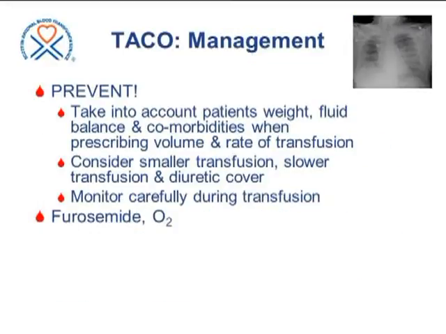So the most important thing with TACO, like many other things, is to try and prevent it. So when you're prescribing blood, make sure you take into account the patient's weight, fluid balance and comorbidities, and consider carefully what volume and rate of transfusion the patient is likely to be able to tolerate. If you have any concerns, consider giving them a smaller volume transfusion, giving it at a slower rate, and giving diuretic cover. And obviously monitor the patient carefully during their transfusion. Treatment, if they do develop TACO, is with diuretics and oxygen therapy.